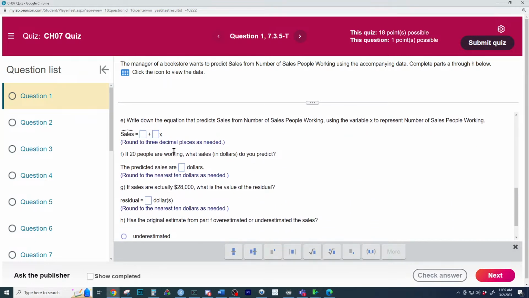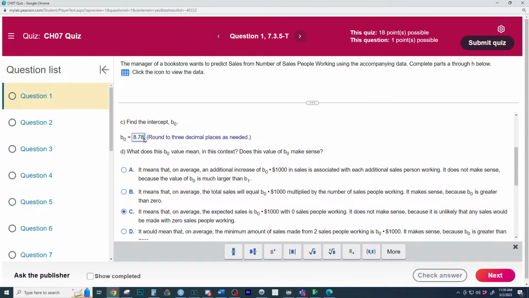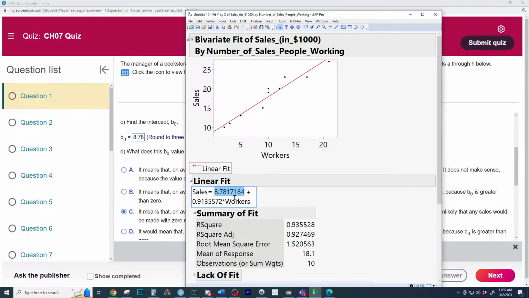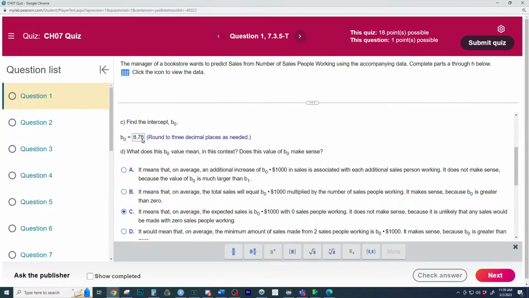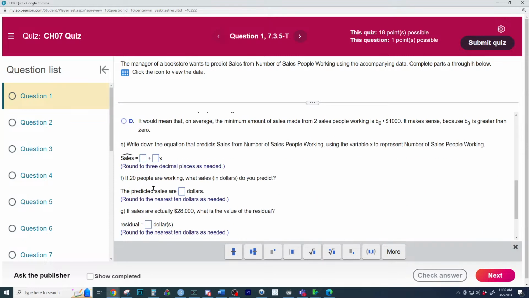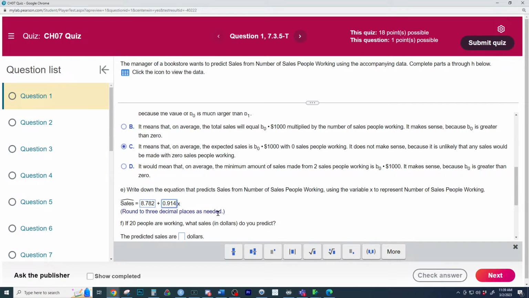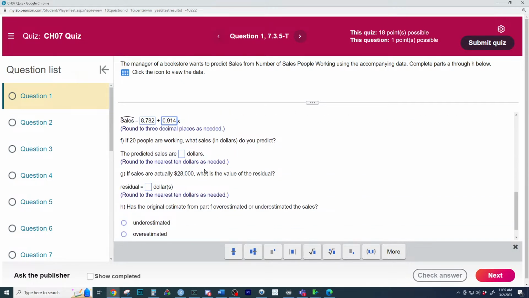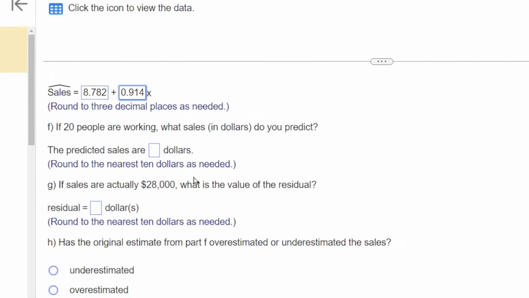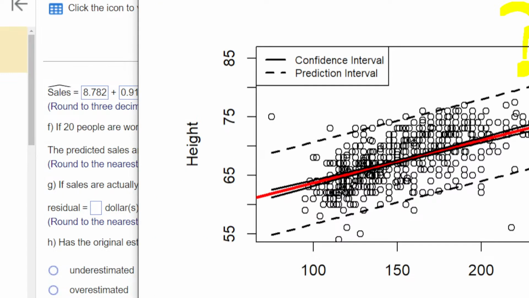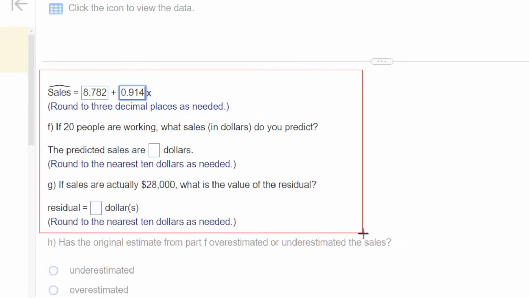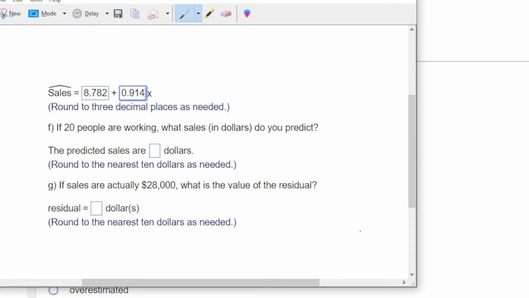Write the regression equation right here. So we're literally just going to take these values. Oh, they said to 3 decimals. So that's a 2 right there. And to 3 decimals. If 20 people are working, how do you think we would solve for 20 people working right here, Jesse? What do you think we would do with this equation?